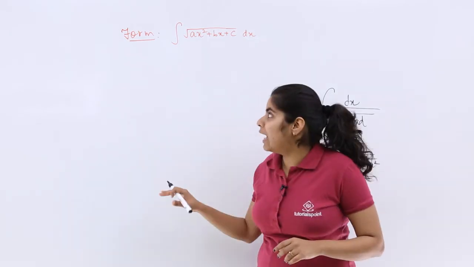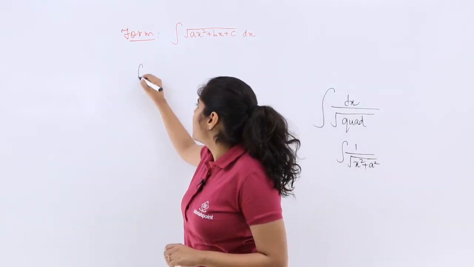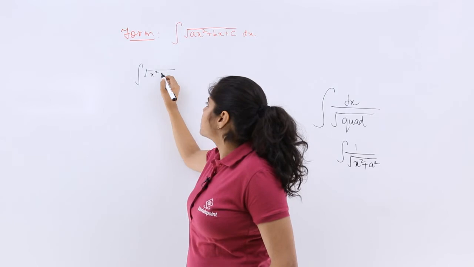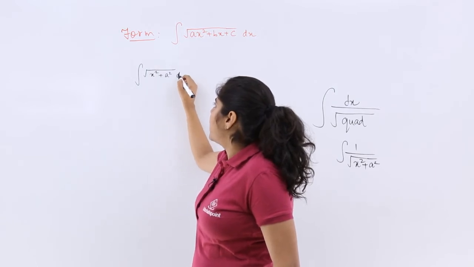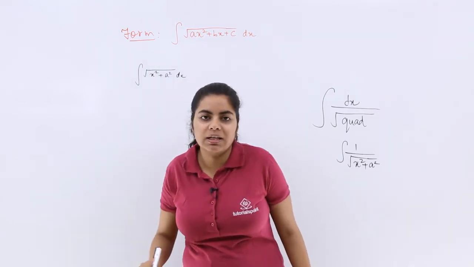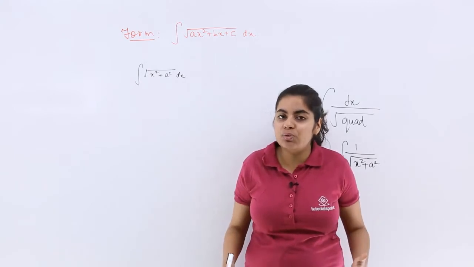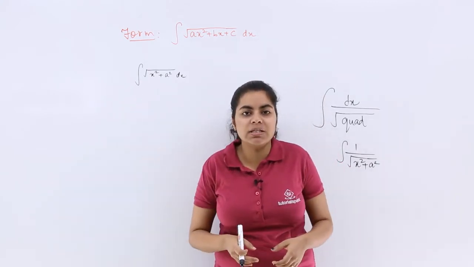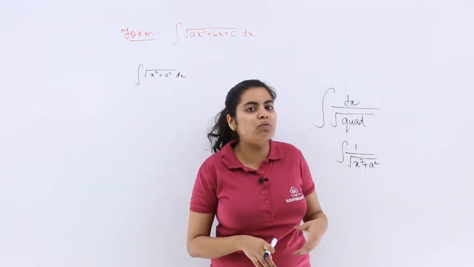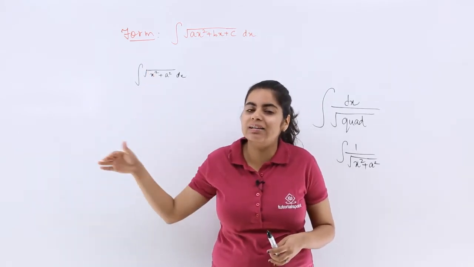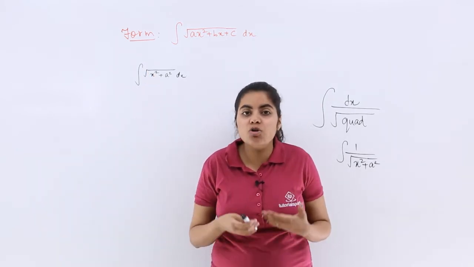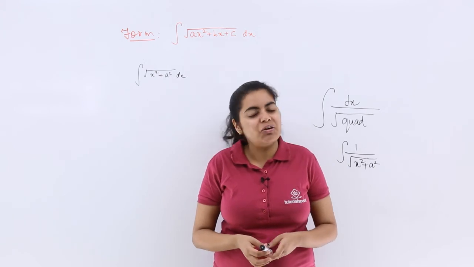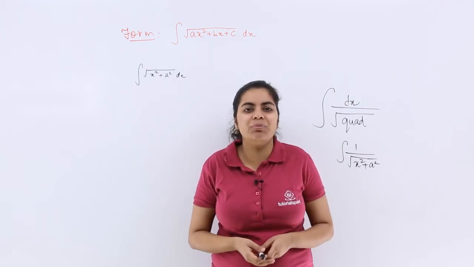Here you will apply the formulas under root x square plus a square dx and so on, right? So do not get confused, these both are different forms. One will use one kind of formulas, the other will use the other set of formulas. How to do it exactly, we'll be seeing in the next video in a numerical problem.